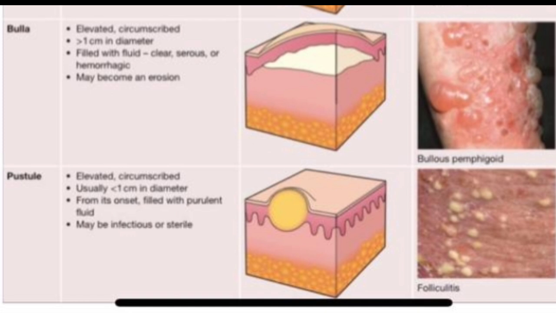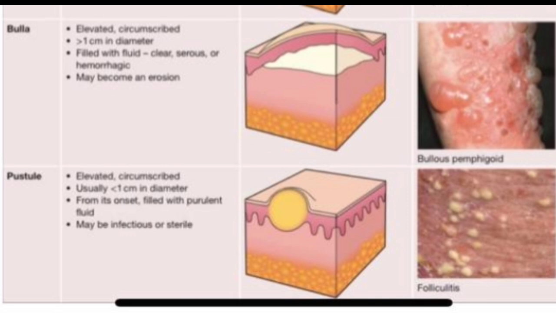Then bulla. Bulla is an elevated circumscribed lesion which is more than 1 cm in diameter. It is essentially a vesicle which is more than 1 cm in diameter. It is also fluid filled and may become an erosion. Then pustule. It is an elevated circumscribed lesion which is less than 1 cm in diameter, and from its onset itself it is filled with purulent material, and this pus may be infectious or sterile.